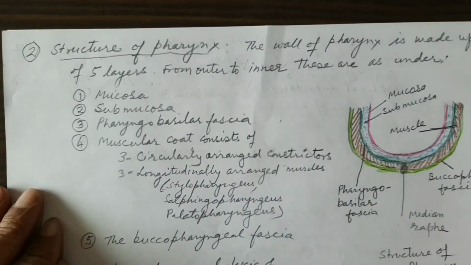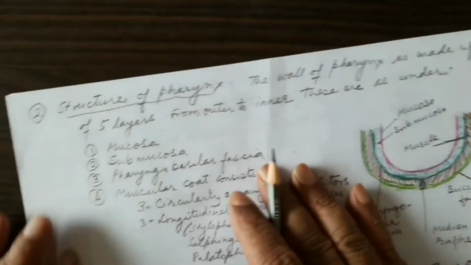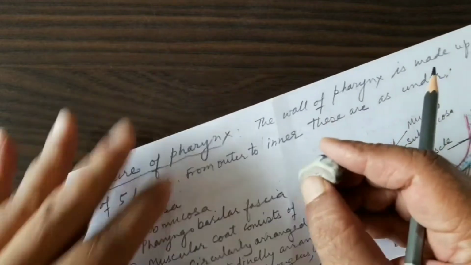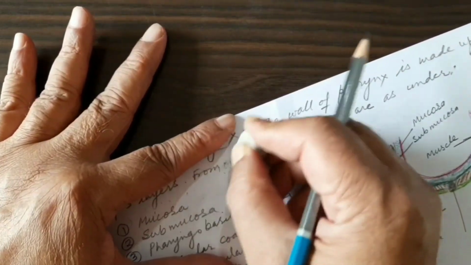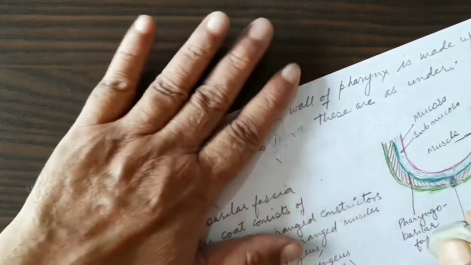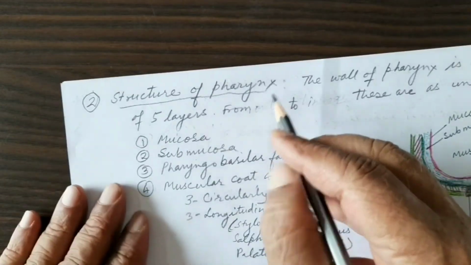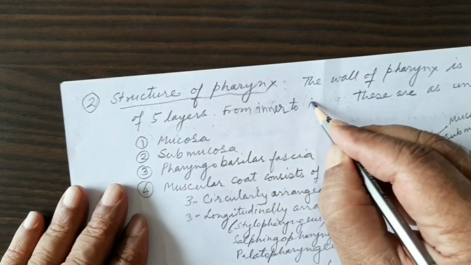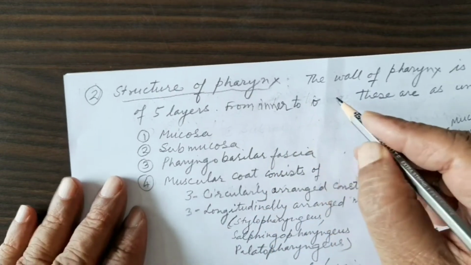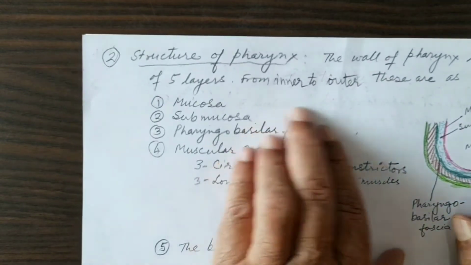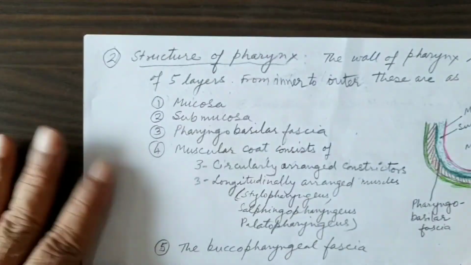No, this is wrongly written. I think these are from inner to the outer. Let me just correct it. The layers are from the inside to the outer side, from inner to outer, as under.